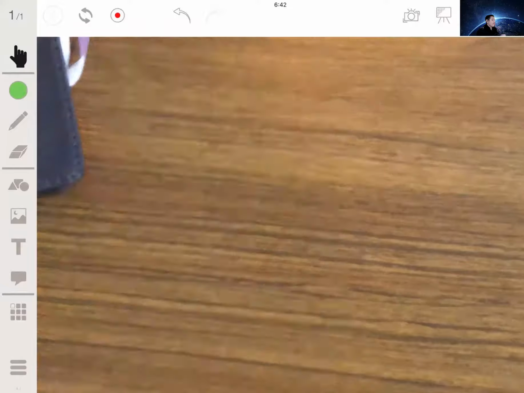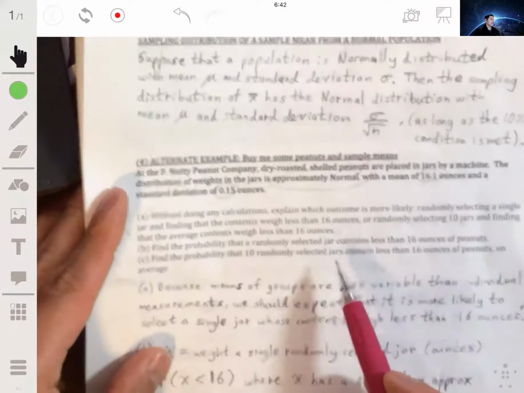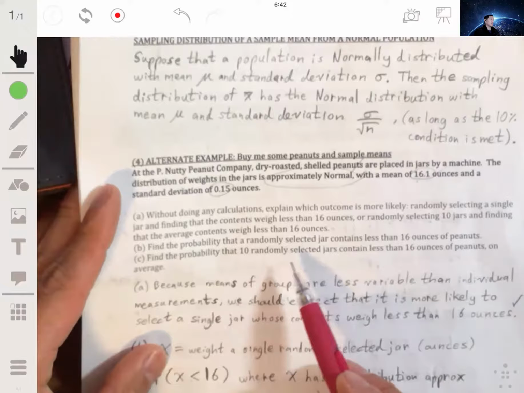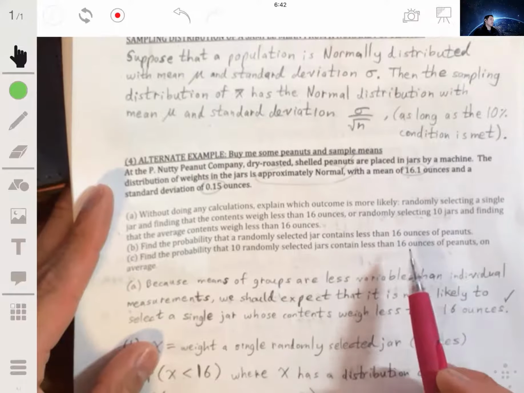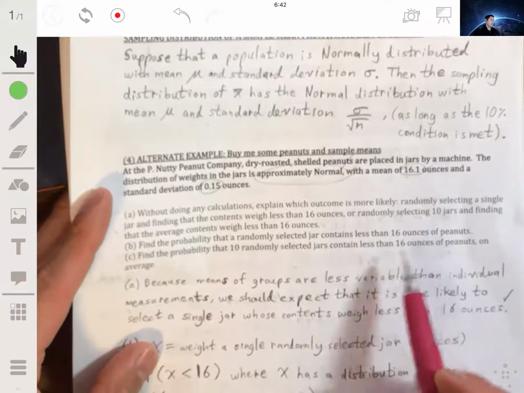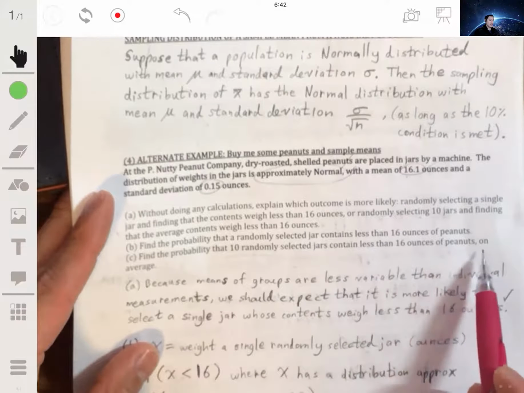So part C, we're trying to find the probability that you would randomly select 10 jars, and their average weight would be less than 16 ounces. Find the probability that 10 randomly selected jars contains less than 16 ounces of peanuts on average.